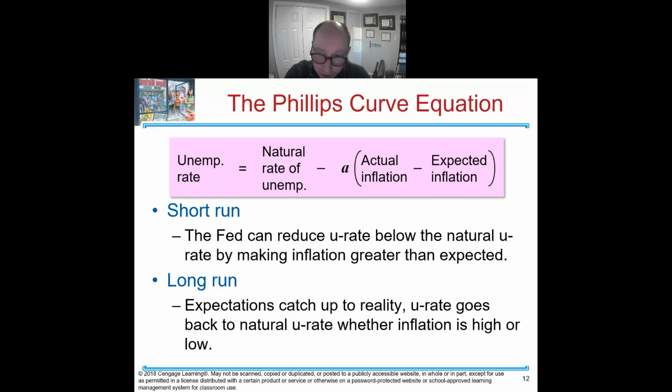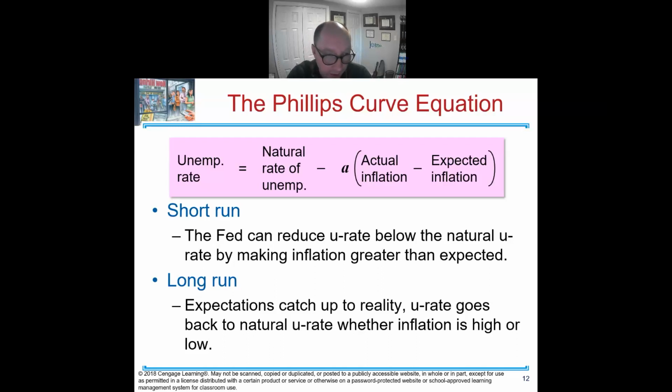Now, please, as you're calculating this for your homework assignments, for a homework problem that you may encounter, remember the laws of mathematics. Please complete what is in the parentheses first. So actual inflation minus the expected inflation, do that first. Okay? So that'll be natural rate of unemployment minus parentheses actual inflation minus expected inflation.